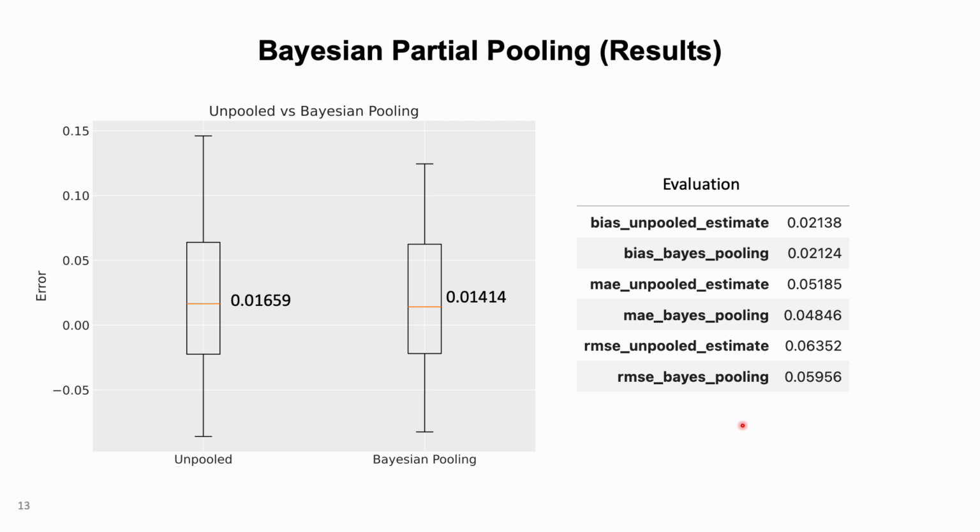So overall, these results suggest that the estimates have improved with Bayesian pooling, but we also noticed that the improvement seems not very significant, which makes sense given the small sample size we have, and that the unpooled estimates are already very close to the ground truth values.